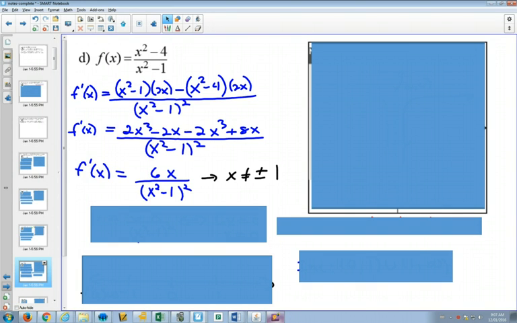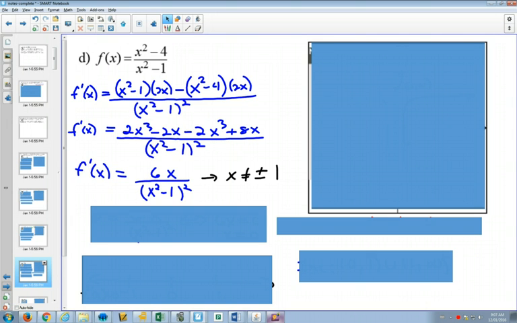A couple of other things that are going to come into play with this one is we have a couple of non-permissible values. So at x equals positive 1 and x equals negative 1, we have some non-permissible values. Those two will be critical points, and we're going to add them on to our number line when we make our number line.